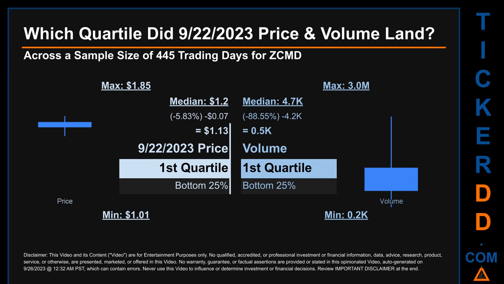Descriptively, ZCMD has a median price of $1.20. Therefore, September 22, 2023 price was lower from that middle marker by 5.83%. The day's volume of 0.5 thousand was less than the median by 88.55%.